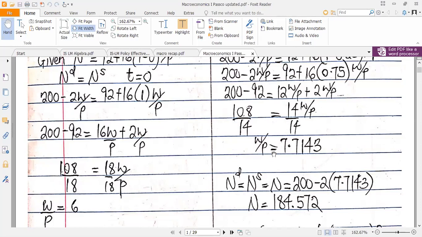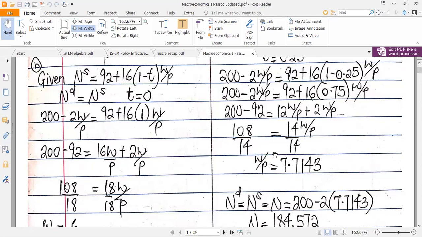In the equation, we're given labor supply equal to 92 plus 16 times the wage multiplied by 1 minus T. That's where you substituted the marginal tax rate. Yes, the marginal tax.